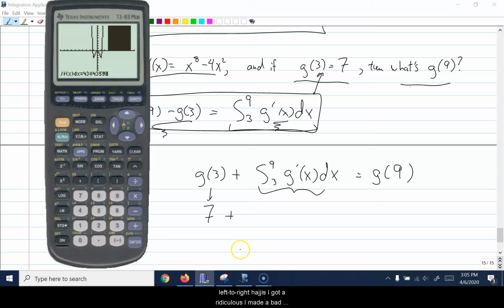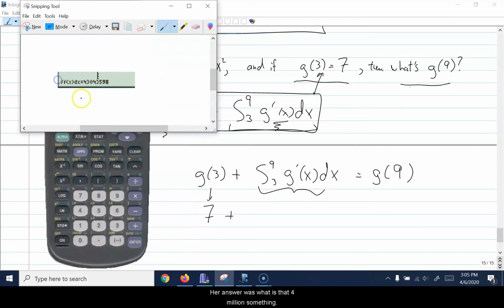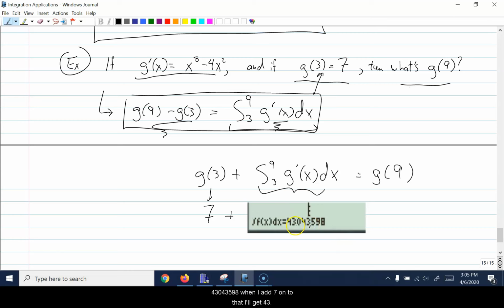Oh, geez, I got a ridiculous answer. I made a bad choice of function here. Our answer was, what is that, 43 million something? That's 43,043,598. When I add 7 onto that, I'll get 43,043,605. So you add 7 onto the integral. That's what you get. There's many versions of this.